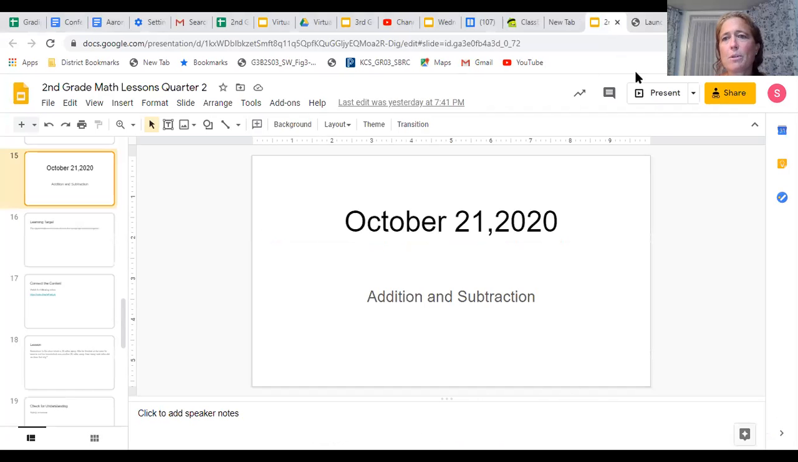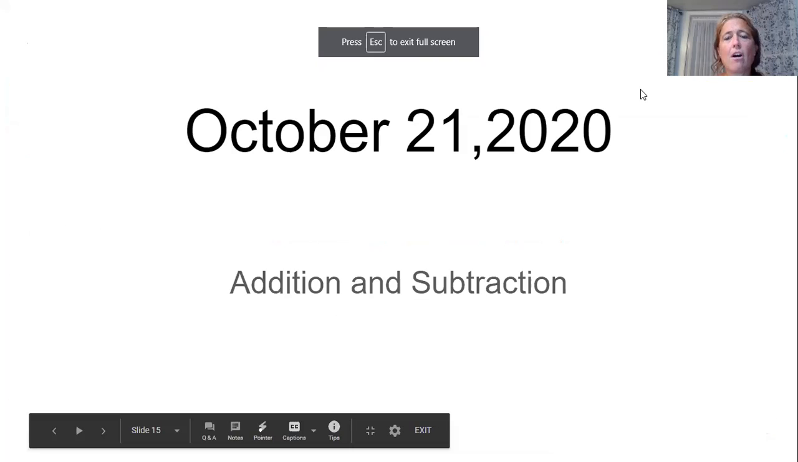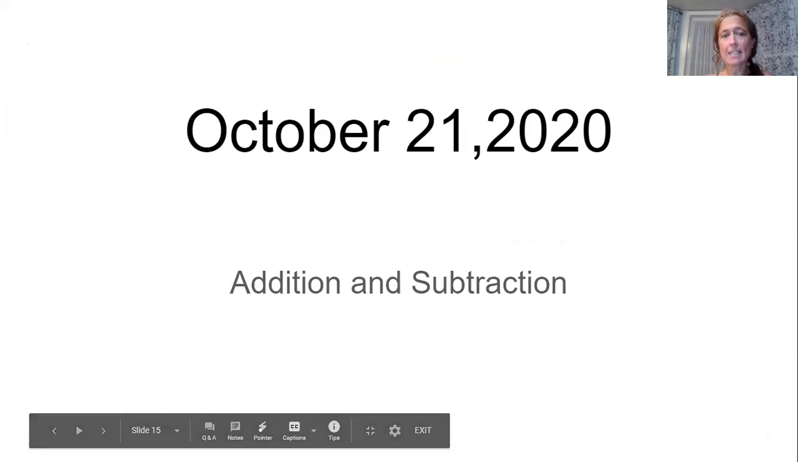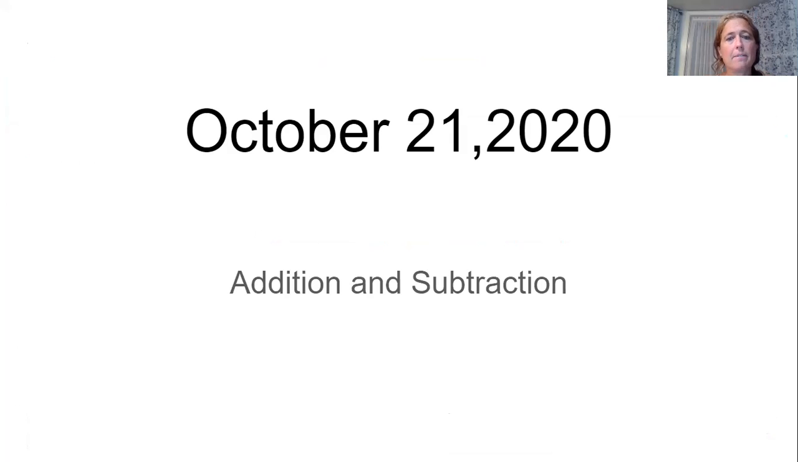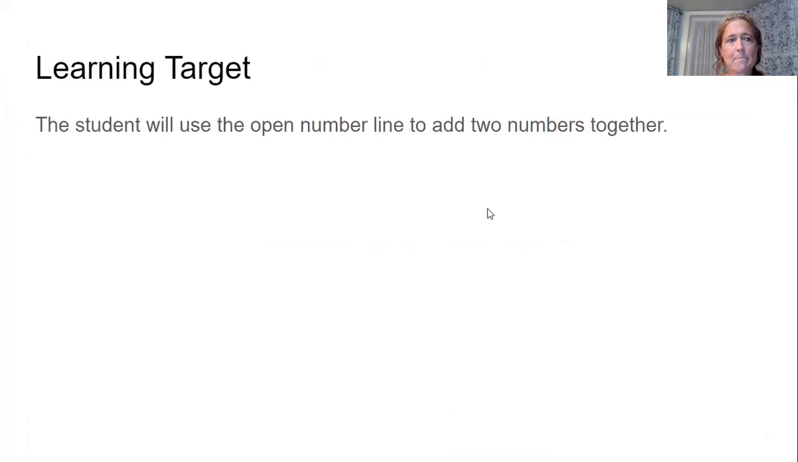Today is October 21st, and our topic is addition and subtraction, but today will be addition. The student will be able to use an open number line to add two numbers together. So we are again looking at the open number line, which is very nice because you can start your number line wherever you would like. You're not having to start at one necessarily.